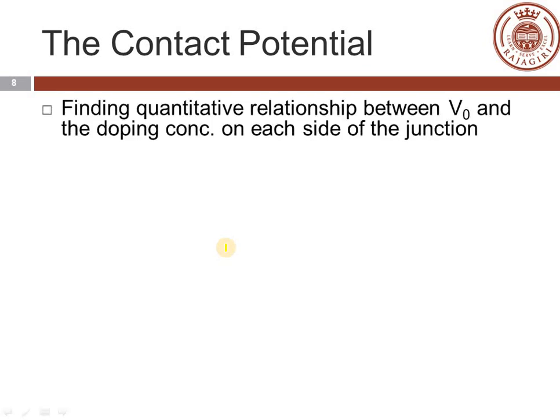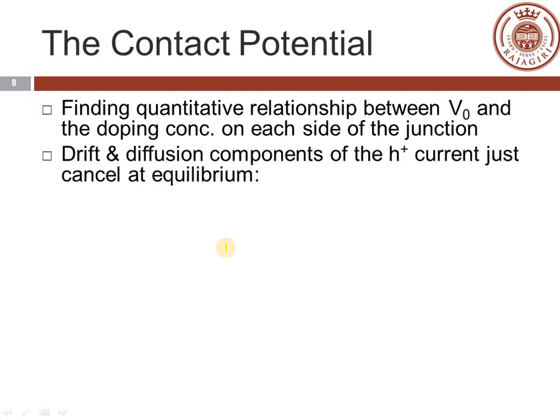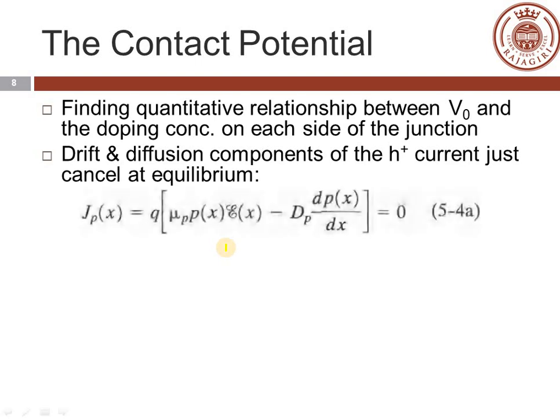Now we will be finding the quantitative relationship between the contact potential V0 and the doping concentration on each side of the junction, that is Na and Nd. The drift and diffusion components of the whole current will cancel at equilibrium. So we can write Jp(x) = q μp p(x) E(x) − q Dp dp/dx, which is equal to 0, because the drift and diffusion components will cancel each other. So the net sum will be 0. The first term is the drift component and the second term is the diffusion component. The magnitudes of these two will be equal.